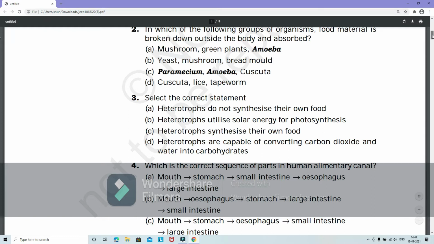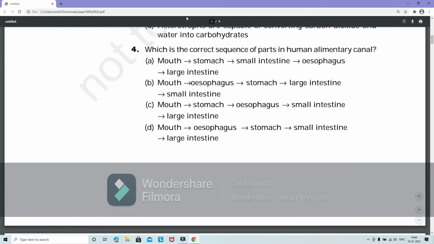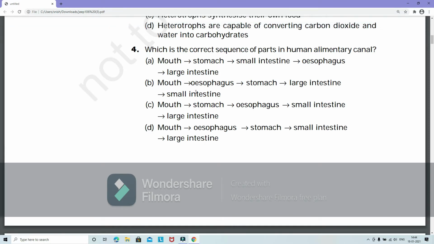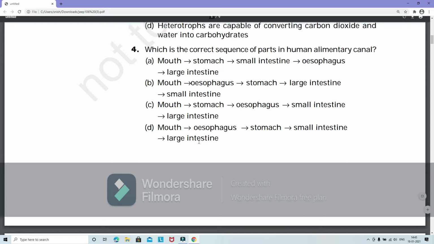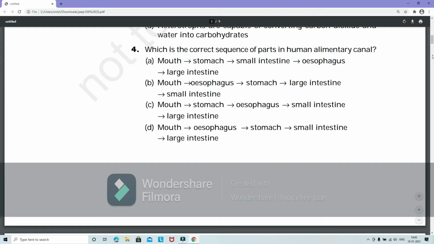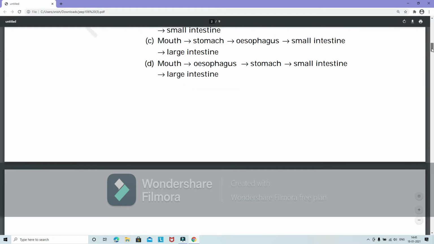Next, which is the correct sequence of parts in the human alimentary canal? So we know alimentary canal is right from the mouth to the anus. So according to that, it should definitely start from the mouth. Then next one, if you observe, is it stomach? Is it esophagus? It's obviously esophagus, right? Then you have to eliminate options. It should be B or D. Next, it is the stomach. So is it the small intestine or the large intestine? It is the small intestine, then the large intestine. So it's D. Next, the fifth question.